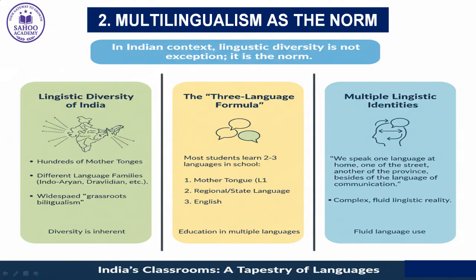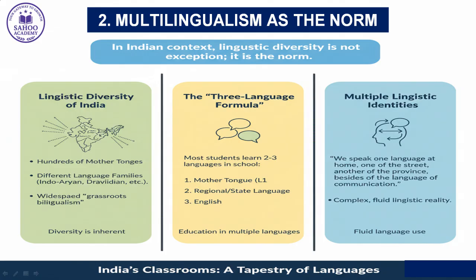Point one is about the scale of linguistic diversity. Let's talk about the scale. We often say India is diverse, but the linguistic reality is truly shocking. India is home to hundreds of mother tongues, belonging to great language families like Indo-Aryan, Dravidian, and Austro-Asiatic. Even the 8th Schedule of our Indian Constitution has given recognition to 22 languages till now. This schedule is a symbolic and functional recognition of India's linguistic diversity. This is not just statistics.